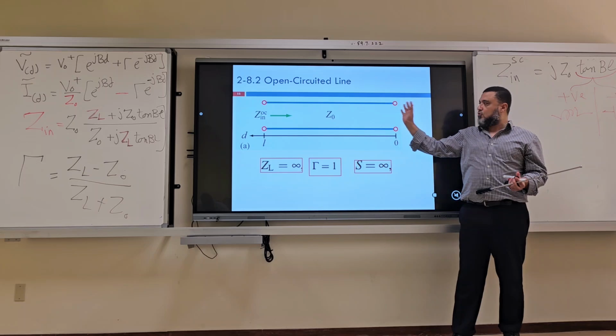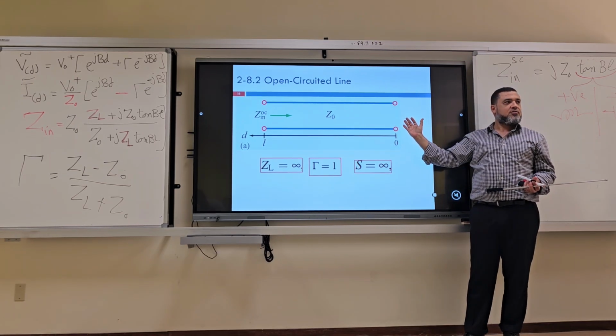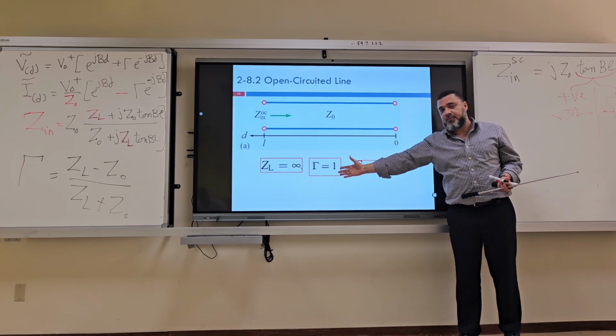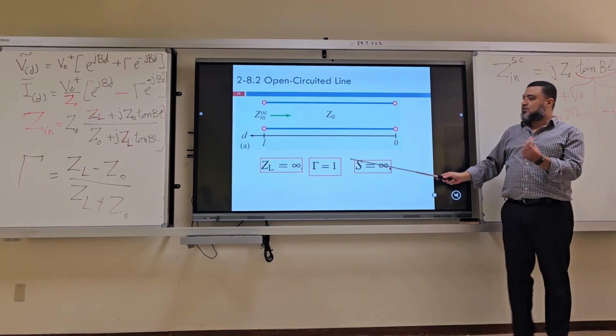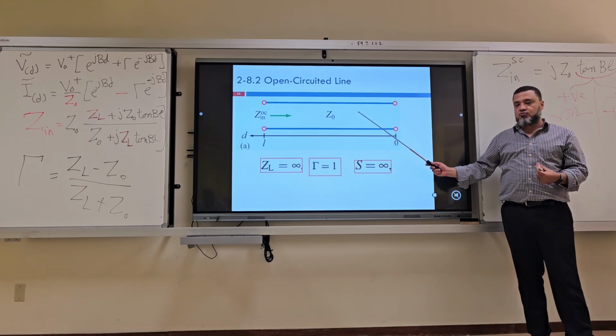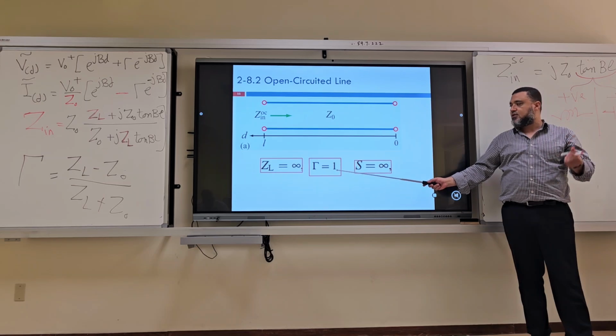Everything traveling to the load will come back. The load is not going to absorb any energy. There is no energy transferred to the load. Everything is coming back for reflection with phase 0. Even the incident wave and the reflected wave will be in phase, because gamma is the ratio between the reflected and the incident wave.